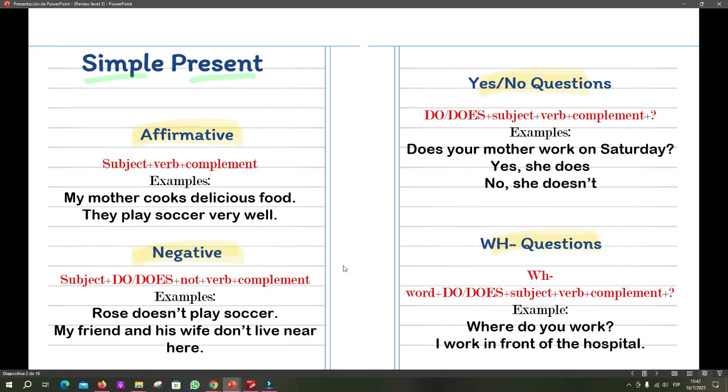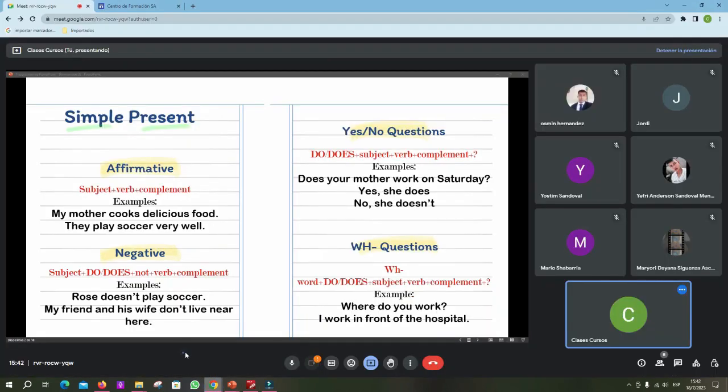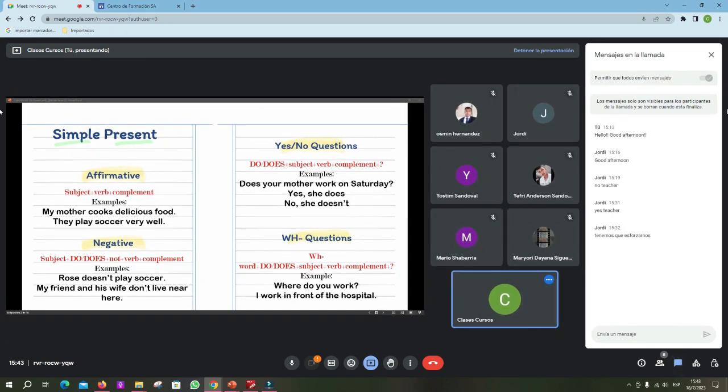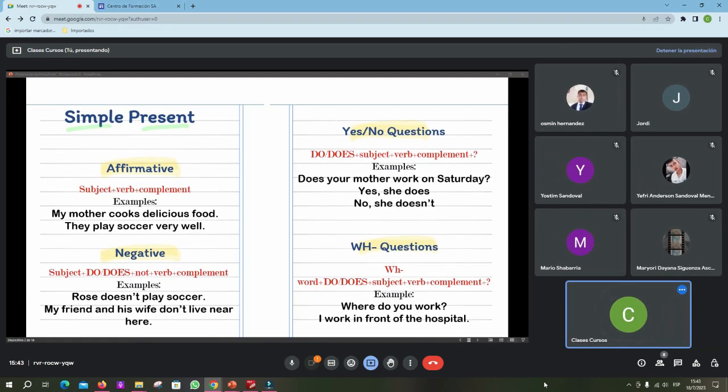I don't know if you have questions. Is everything clear? Yes or no? Or do you have questions about the simple present? No? Do you have questions, Marjorie? Is everything clear? No questions? No question, teacher. Perfect. That's amazing. Let's continue.